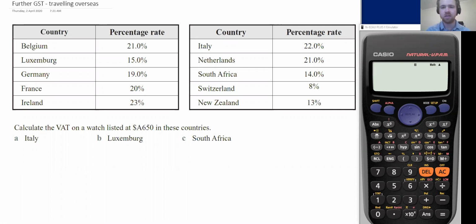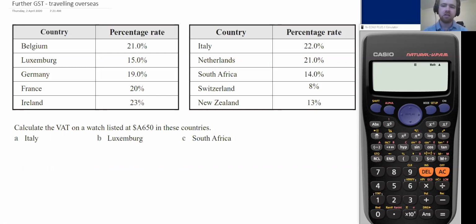Today we're taking GST to the next level and we're going on an overseas adventure to make up for the lack of overseas holidays that we're going to be having in the near future. We're going to be looking at what GST is like in other countries. Now in Australia, as we've already talked about, GST or VAT is just 10%, which makes calculations much easier. It's much easier dealing with numbers that are 10%. But in other countries, their GST rates and their VAT rates are different.